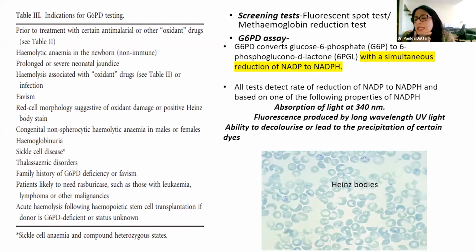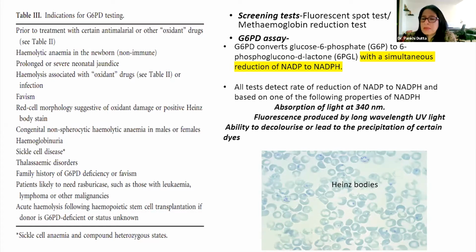But the G6PD assay also, as we had seen earlier, the G6PD actually converts glucose 6-phosphate to 6-phosphogluconolactone, with reduction of NADP to NADPH. So all tests that test for G6PD actually detect the rate of reduction of NADP to NADPH. And NADPH has certain properties.